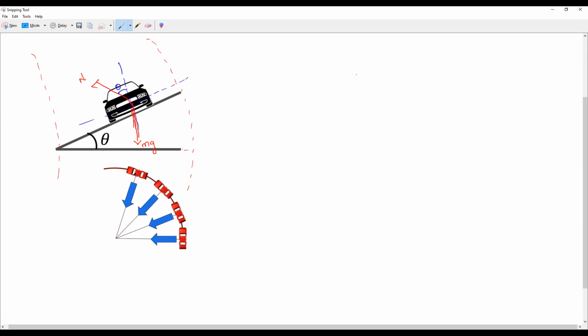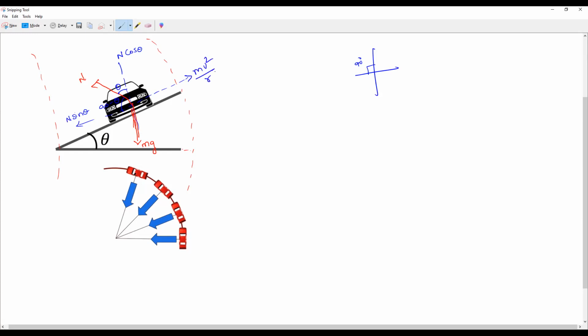As we all know, everything is 90 degrees. So if this is theta, here it will come 90 minus theta. Now this one theta is here. So this will become N cos theta, and this will become N sin theta. Clear, everybody? And the centripetal force which is acting is mv square divided by r.